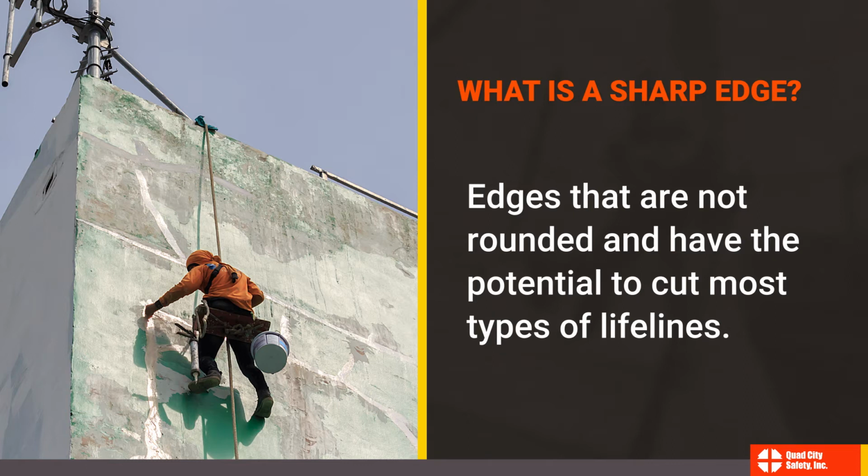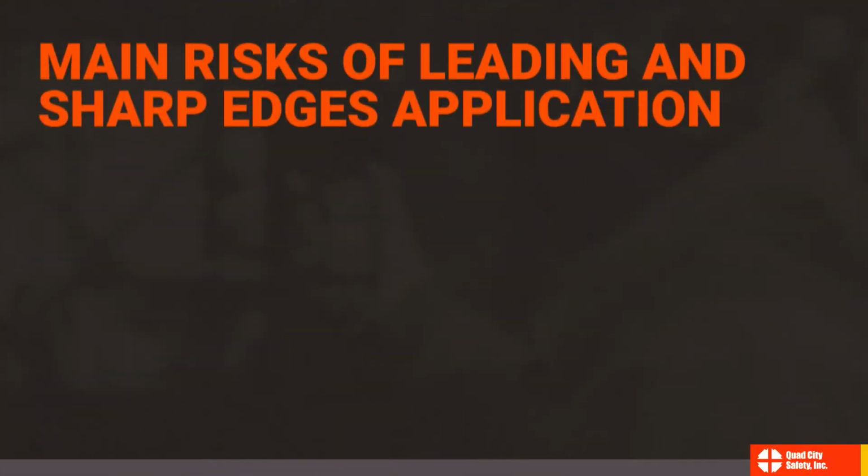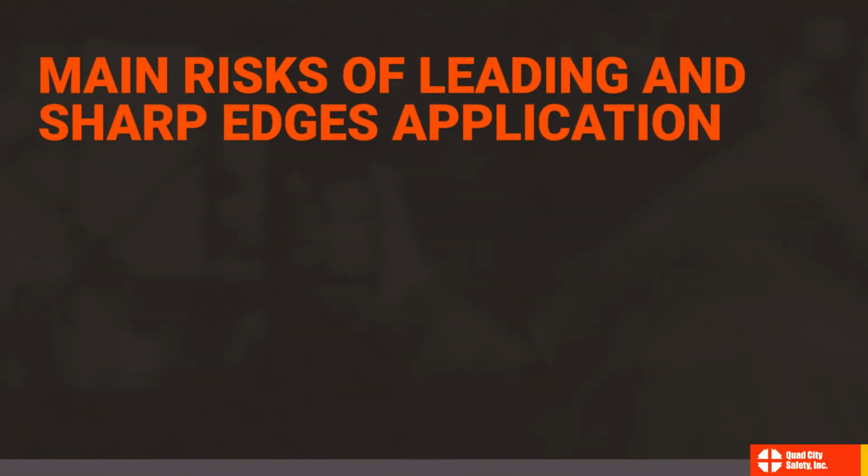ANSI has specific guidelines on what self-retracting devices for personal fall arrest can be used with sharp edges. Leading edge SRLs are required for those applications, and they must pass specific testing. The fall arrest device's lifeline will be tested over a piece of steel bar that has a radius of no more than 0.005 of an inch. If the lifeline is cut or otherwise damaged, it fails. These are some of the main risks of leading edge and sharp edges application.